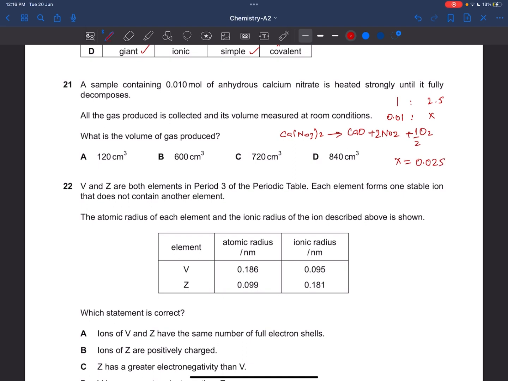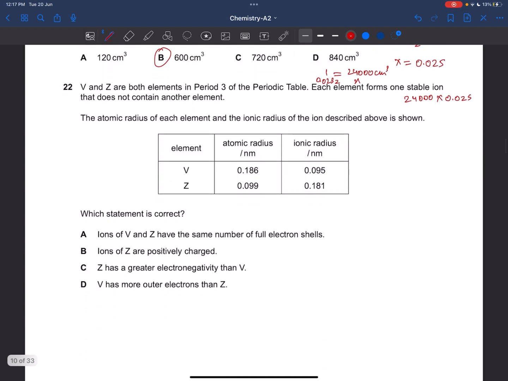So x is basically 0.025. Alright, and to find the volume of gas produced, 1 mole will be equal to 24,000 cm3, and they're asking for 0.025 moles, which would be x. So 24,000 multiplied by 0.025 would give us 600. B is the answer.